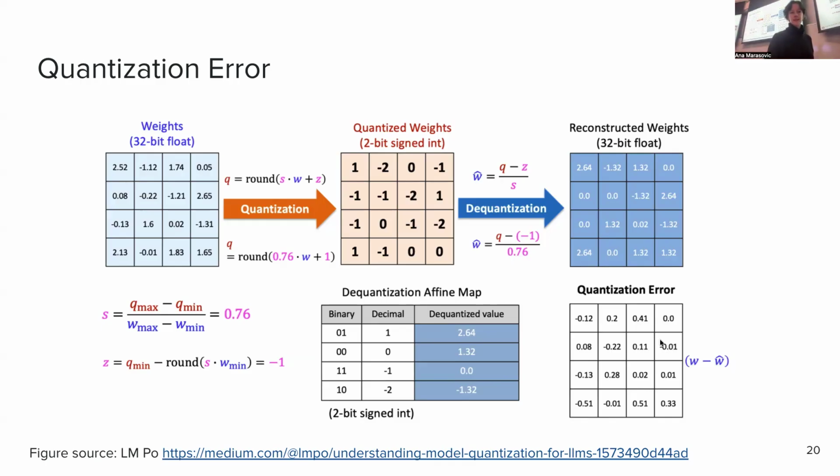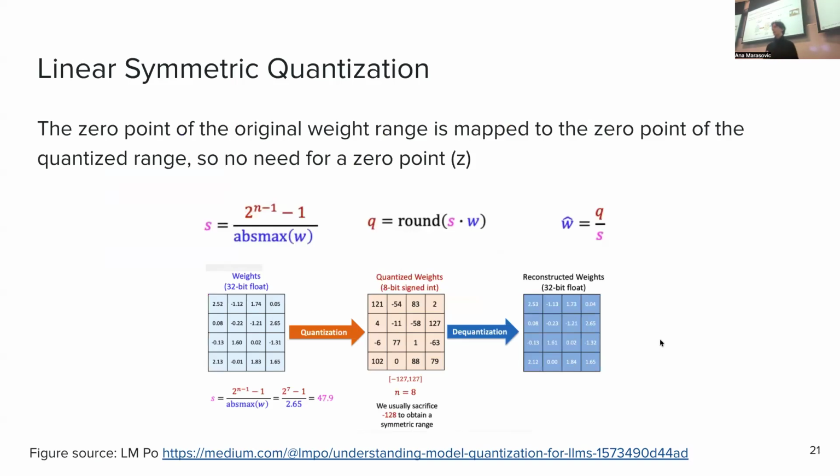Okay, as I said, linear symmetric quantization just assumes that your original data is zero mean-centered. So you don't need that zero point because you don't need to shift anything. Your original data is centered around 0, your quantized data is centered around 0. So shifting it by the zero point is unnecessary. The equations just ditch that term z, and everything is a little bit simpler.